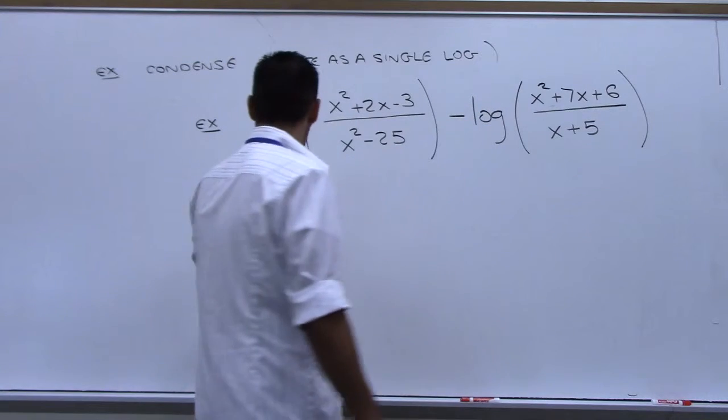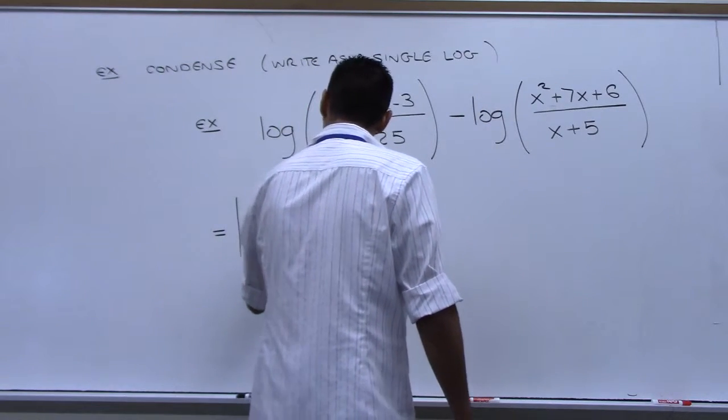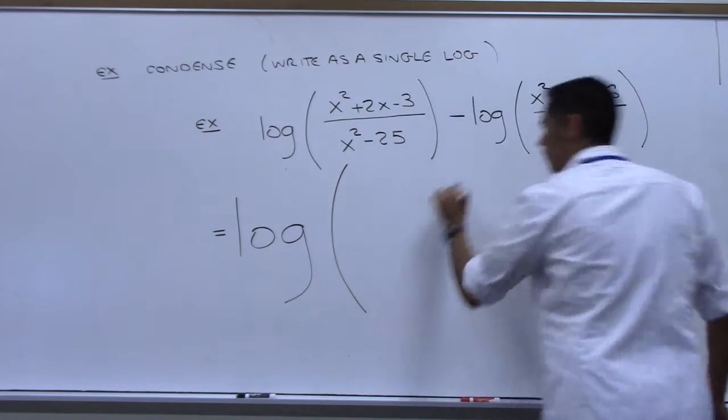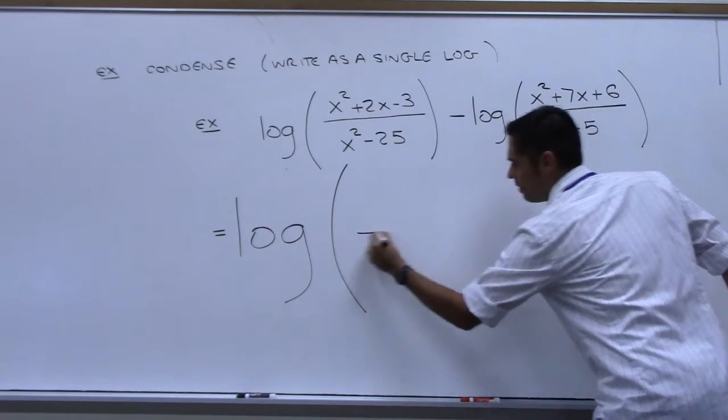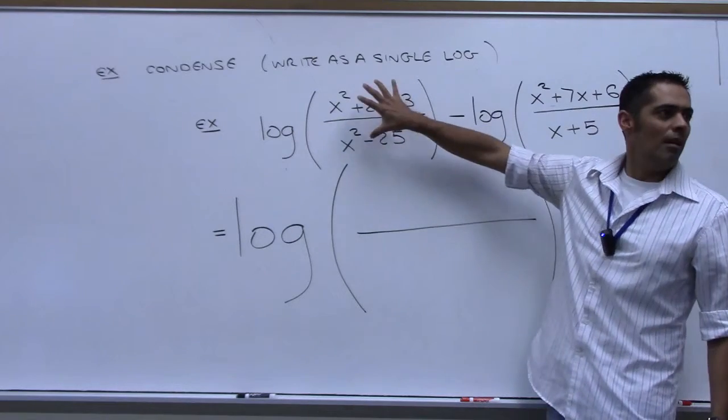Right? So I know that this is going to turn into a single log. Big old log right here. And it's going to have division like this, right? Yes? And what goes on top? X squared plus 2x, all of this, right?